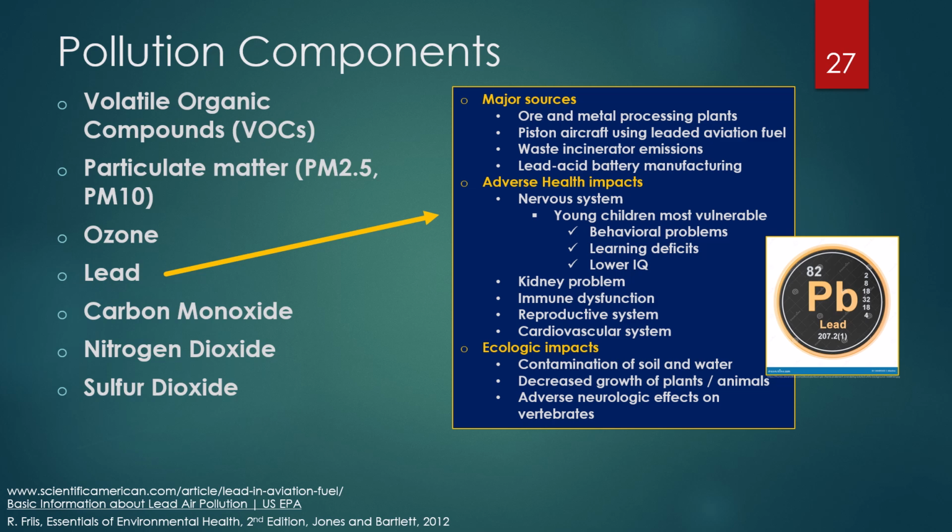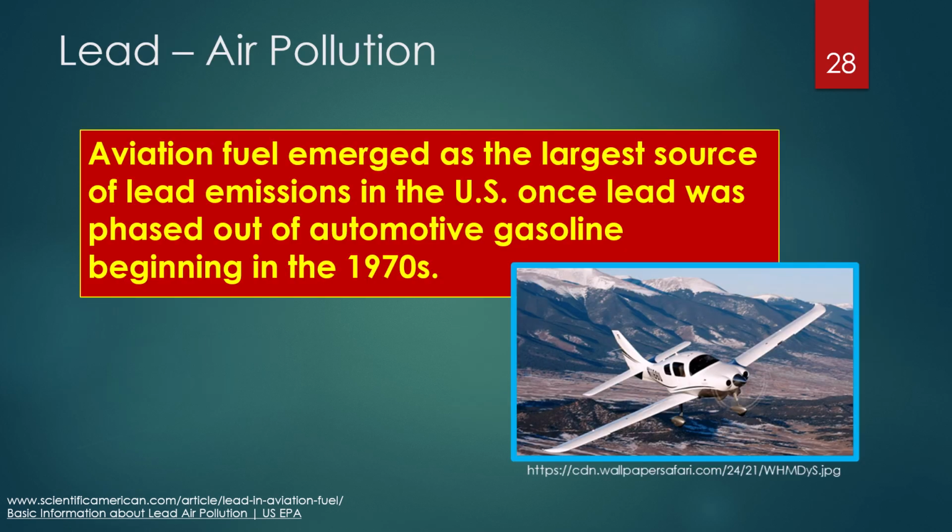Major sources of lead air pollution are ore and metal processing plants, piston engine aircraft operating on leaded aviation fuel, waste incinerator emissions, and lead-acid battery manufacturers. The highest air concentrations of lead are usually found near lead smelters. Aviation fuel emerged as the largest source of lead emissions in the U.S. once lead was phased out of automotive gasoline beginning in the 1970s.